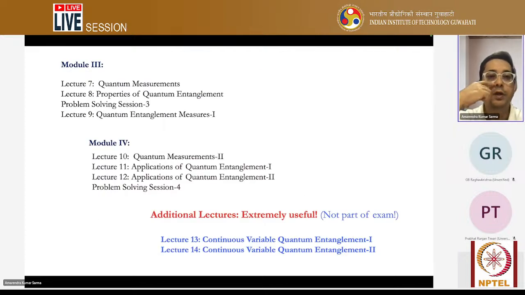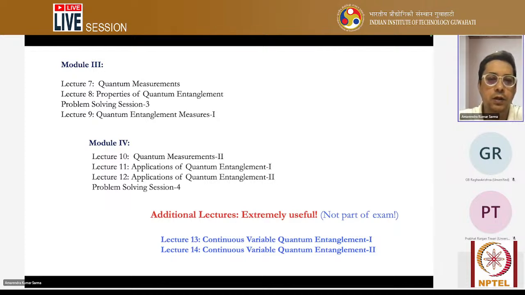And in module 3, we discussed quantum measurement in lecture 7, then in lecture 8 the properties of quantum entanglement, then problem solving session 3, and in lecture 9 we are discussing quantum entanglement measures. Now in module 4, you are going to learn about quantum measurements, of course in the context of discrete variable.